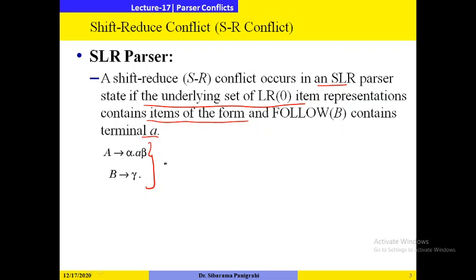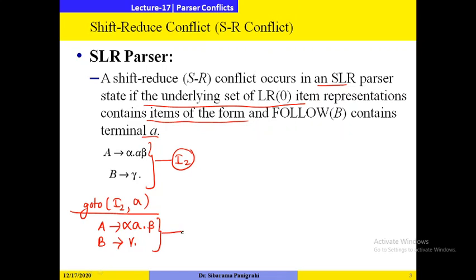Let's say this is the item set, let's say this is I2. Then I will write go to I2 comma a. I2 comma a means I will write A gives to alpha a dot beta, and I will write B gives to gamma dot. And let us say that this is a new item set, this is I3.